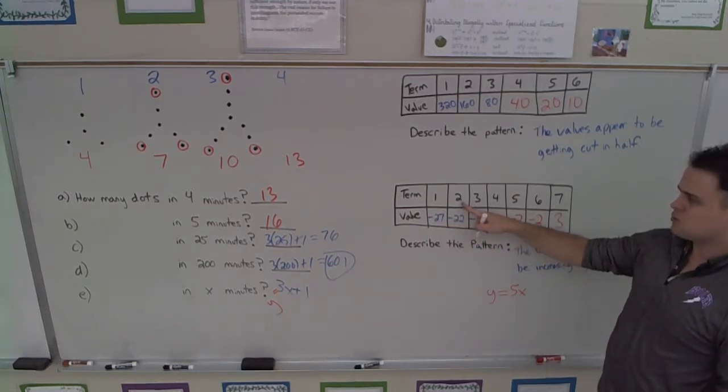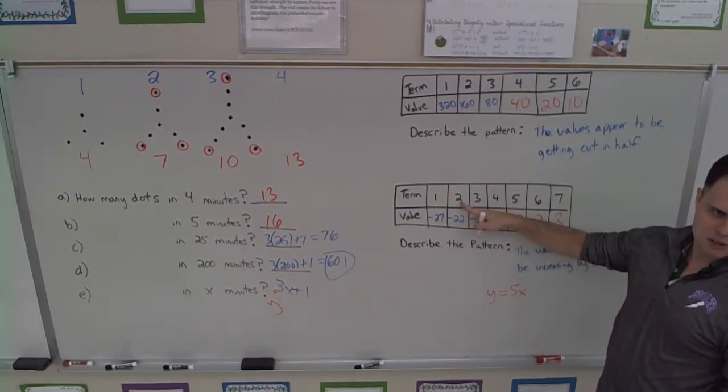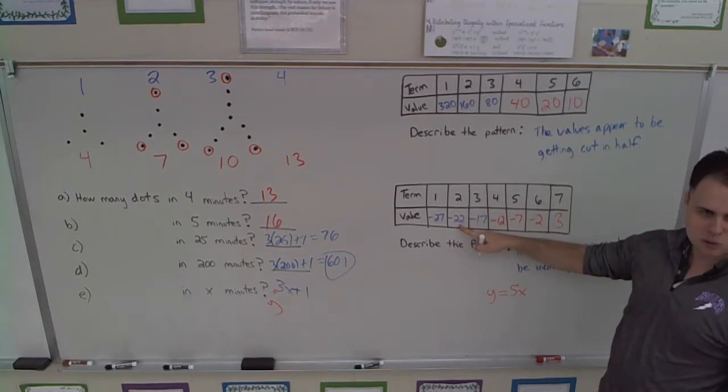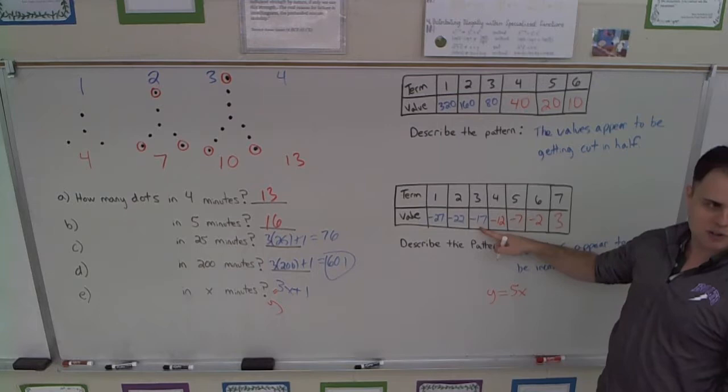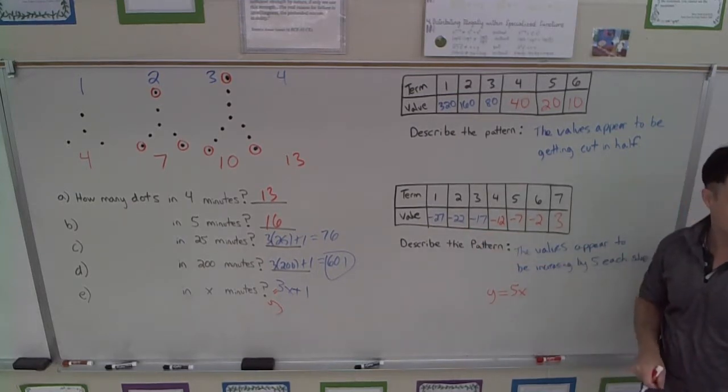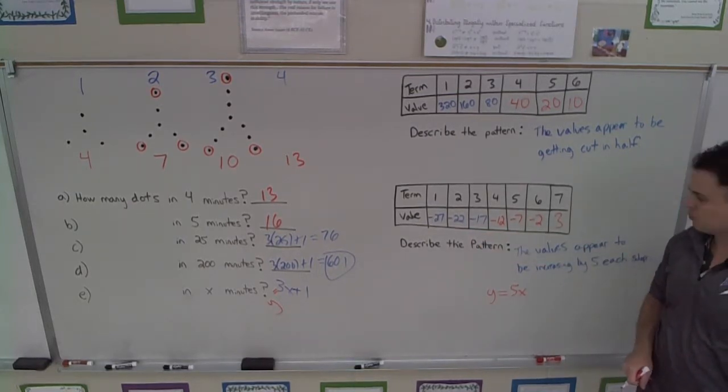What about x? 5 times 2 is 10, not negative 22. 5 times 3 is 15, not negative 17. Those all seem to be very different. There's something special I can add. It's just a lot more than 1 that'll fix this.